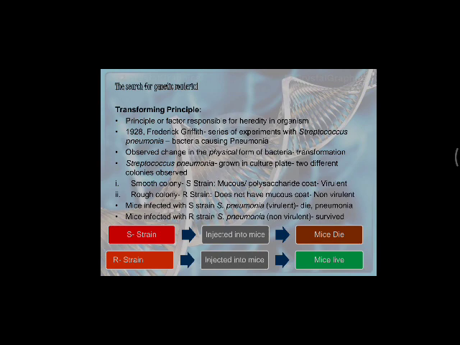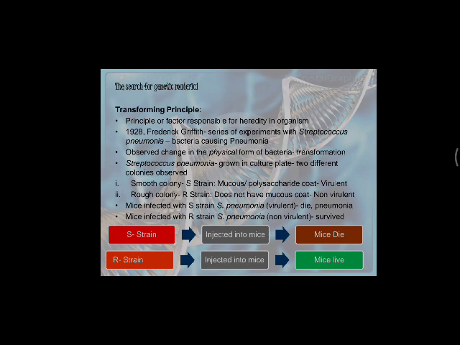He observed changes in the physical form of bacteria, which is very important. Because of this change in physical form, he called it the transforming principle. First, Streptococcus pneumoniae was grown in a culture plate, and two different colonies were observed.